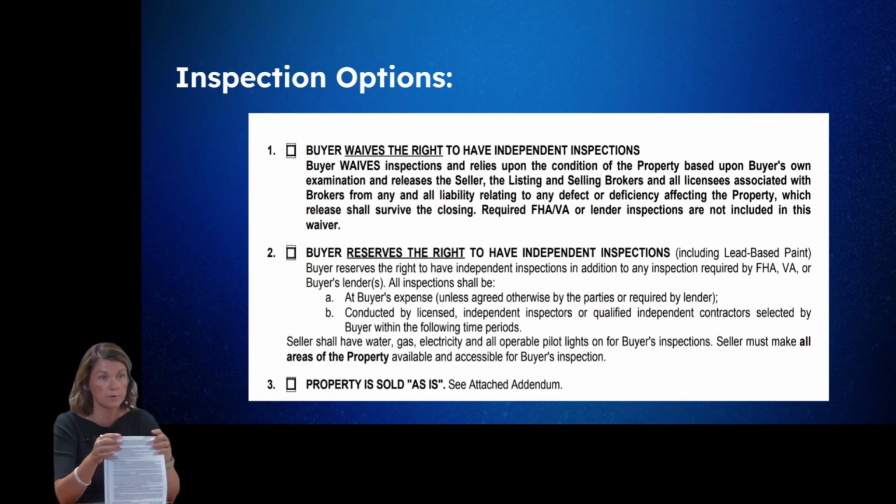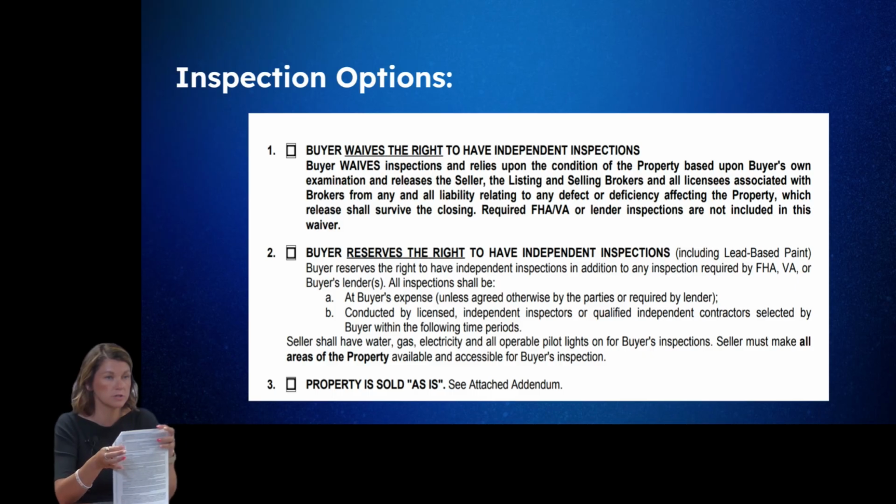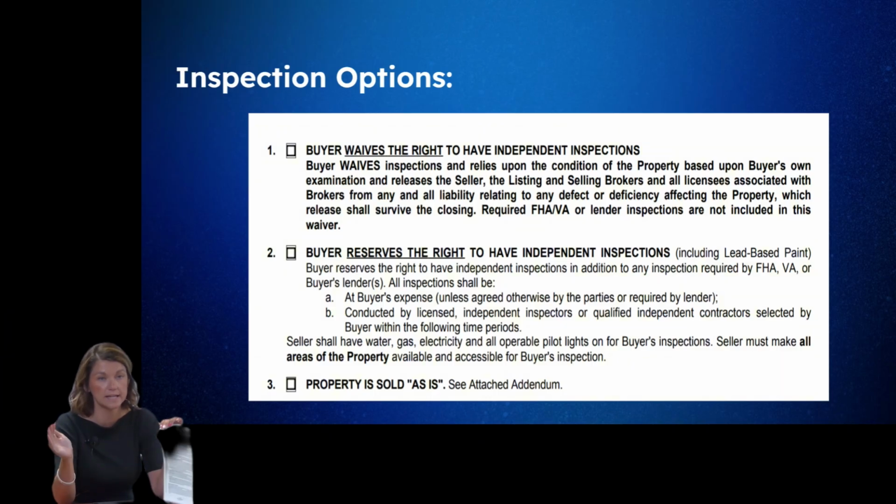So you have 3 options for inspections. You can do a waiver of inspections. You can reserve the right for inspections, and then the property can be sold as is. Of these 3 options, the majority of the time you're going to be using number 2, which is the buyer reserves the right to have independent inspections. This will include any inspection that you want.